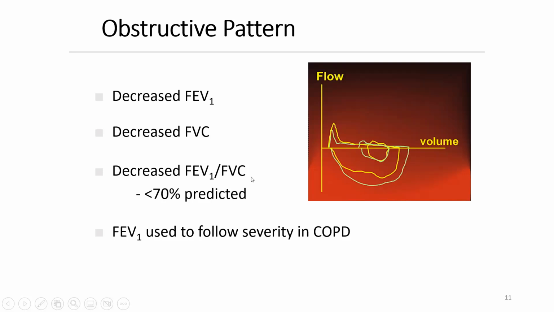This is the obstructive pattern of the spirometry. We see decreased FEV1 like this, decreased forced vital capacity, both are decreased, and also the ratio is decreased, less than 70% predicted.